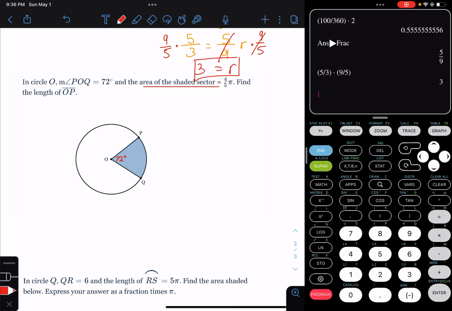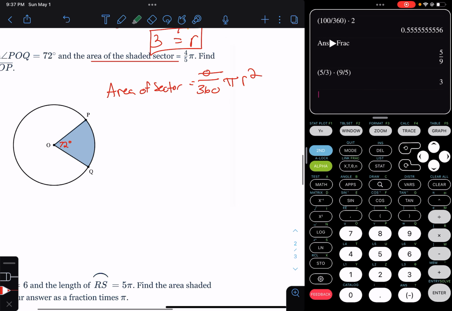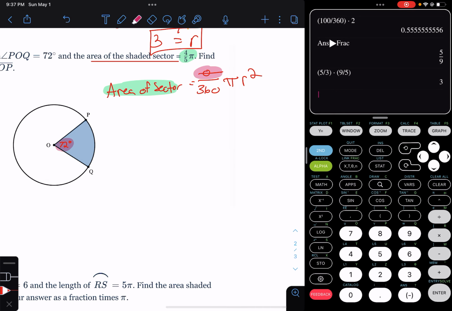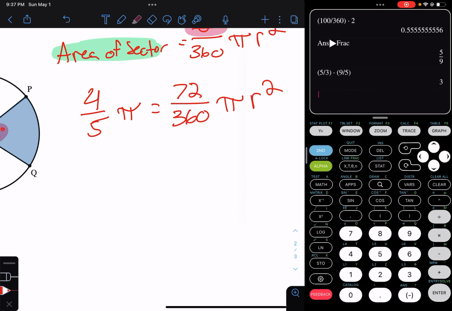So we're going to use our area formula, which is theta over 360 times pi radius squared. All right, so we know that the area of our sector is 4/5 pi, and we know that our degree measure is 72 degrees. So we're going to say 4/5 pi is equal to 72 over 360 times pi times my radius squared. Now, we don't know our radius, so we're just going to leave that there. And then we can go ahead and cancel out our pi's.